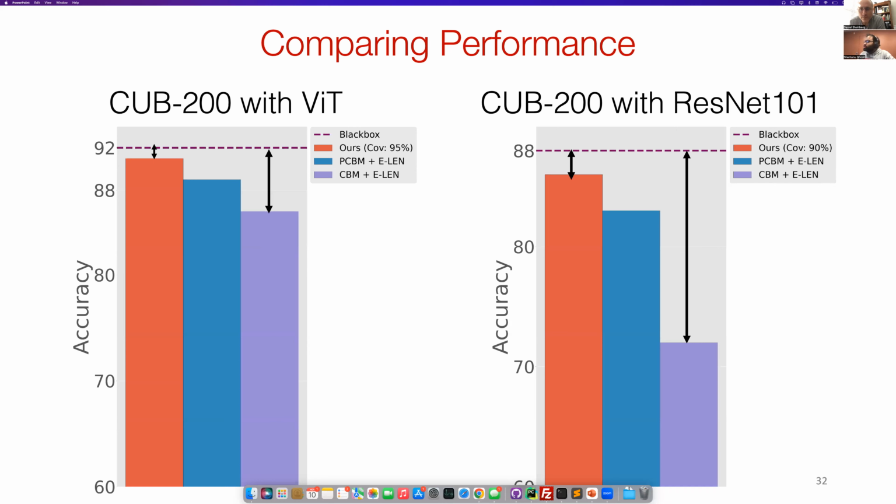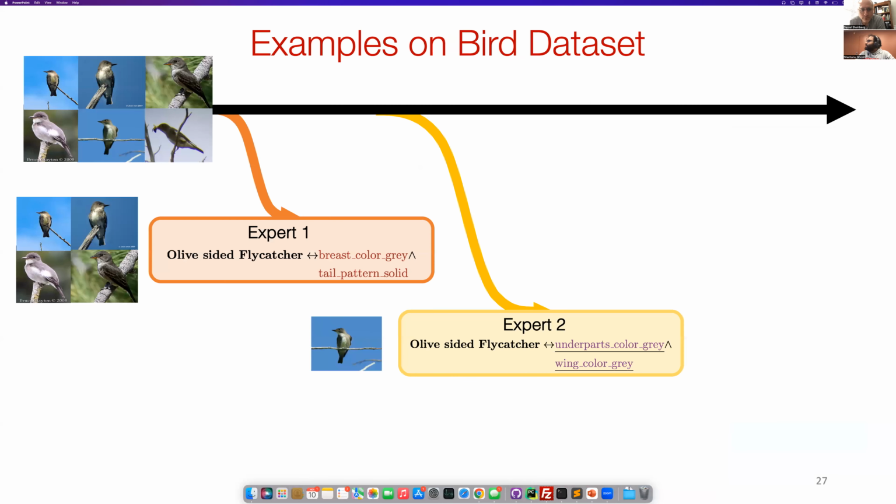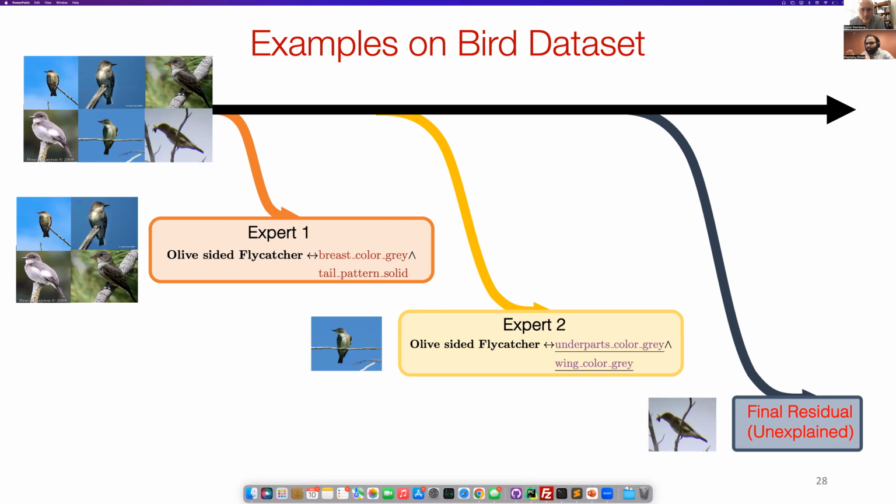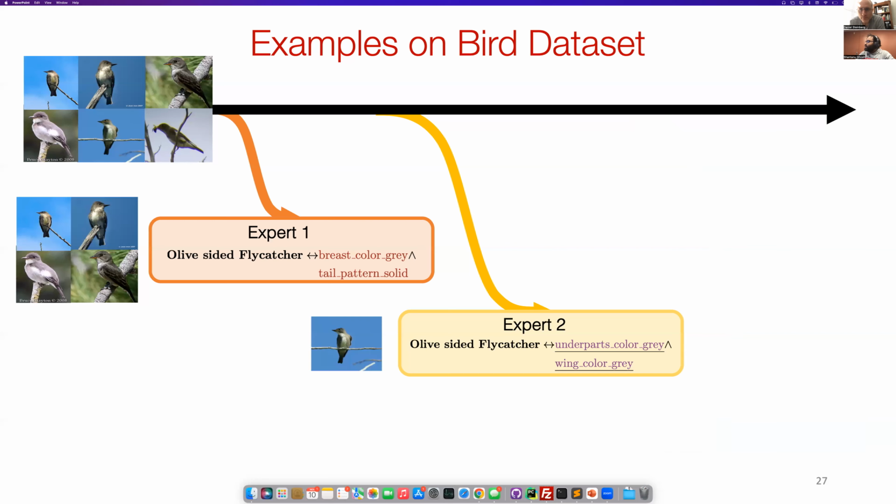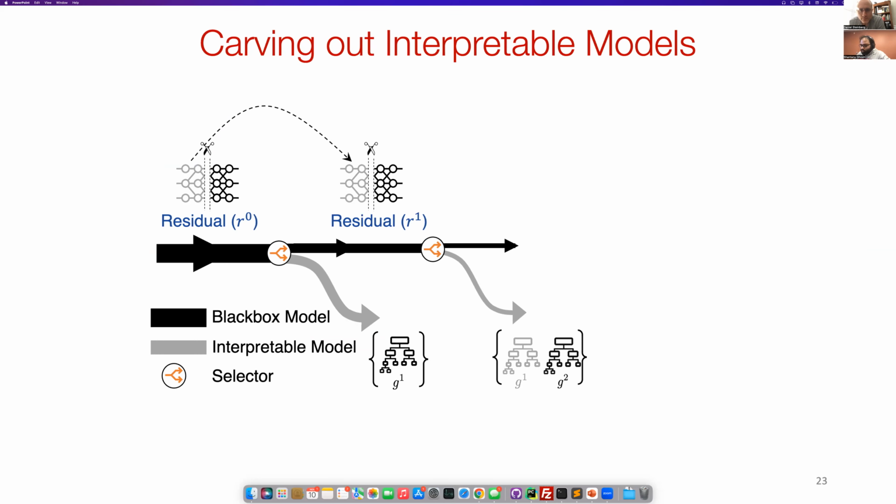The second metric is, for example, say we identify these concepts as the most important concepts. What we did is that we manually set the values of these concepts to zero, and we record the performance drop. We saw that for our model, when we set them to 0, the performance drop is much higher compared to the baselines. And this again shows that our model is capable of identifying more important concepts.